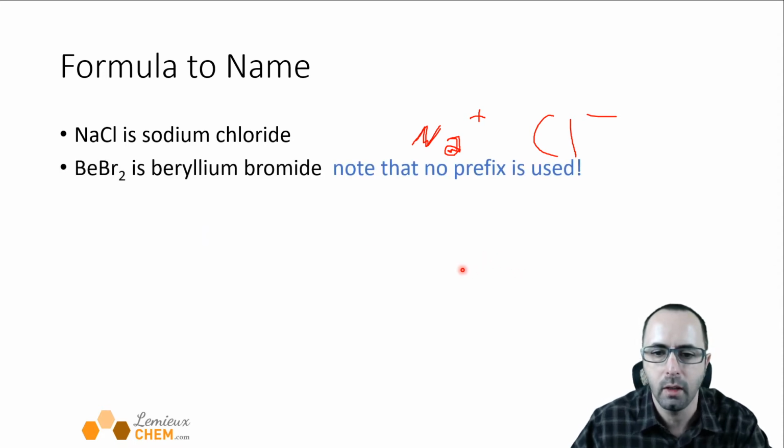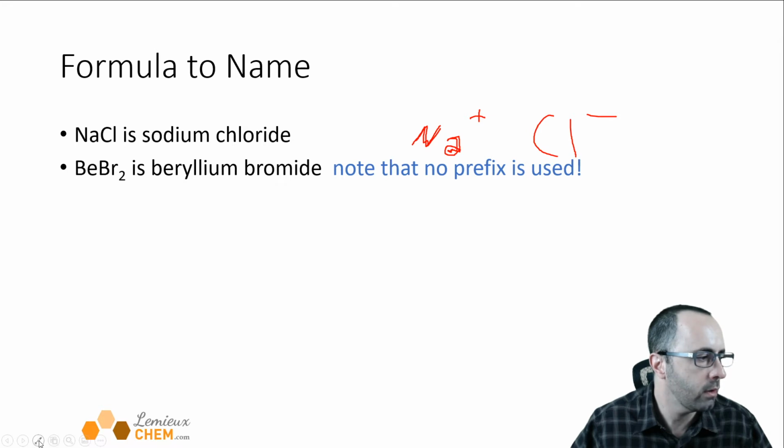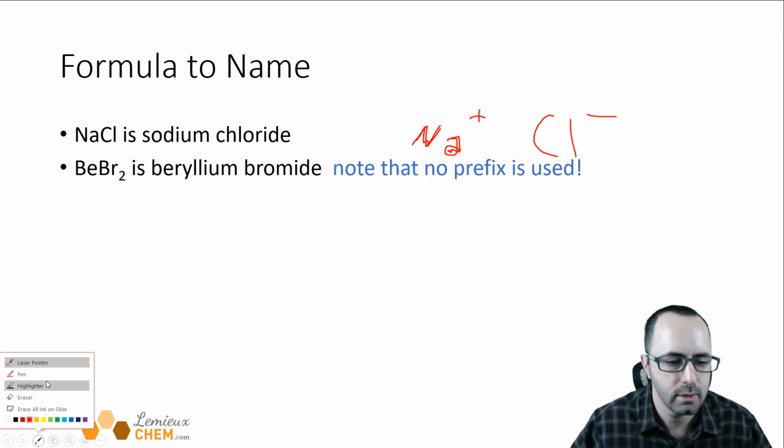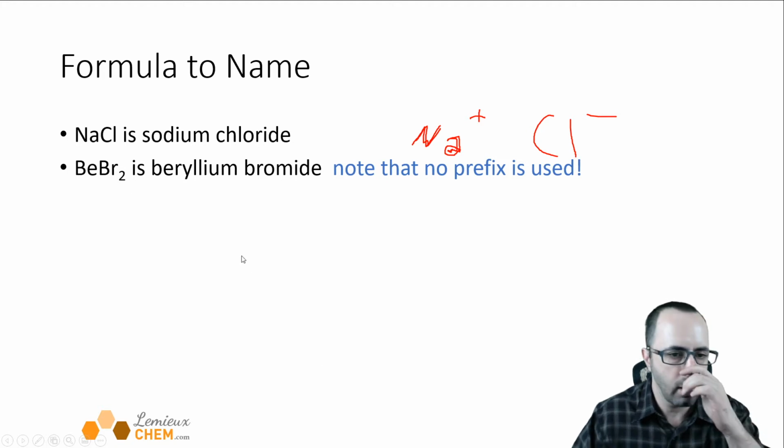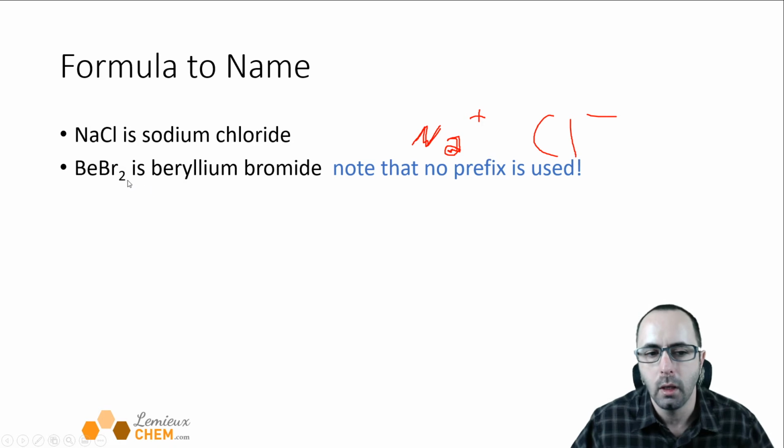So next, beryllium bromide. Here with beryllium, it's got 1 beryllium ion, which is +2, and it's got 2 bromide ions, which are -1. But notice here we say beryllium bromide. We don't say dibromide. Never ever use prefixes with ionic compounds, only with covalent.